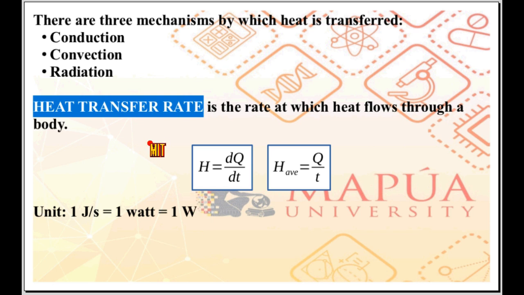Note that for the most part, at least as far as our course is concerned, when we say heat transfer rate, we are talking about average heat transfer rate, average H. But don't forget that the instantaneous heat transfer rate, H, is equal to dQ over dt.